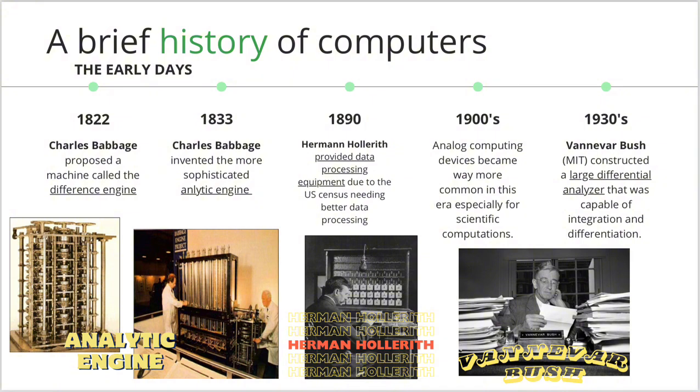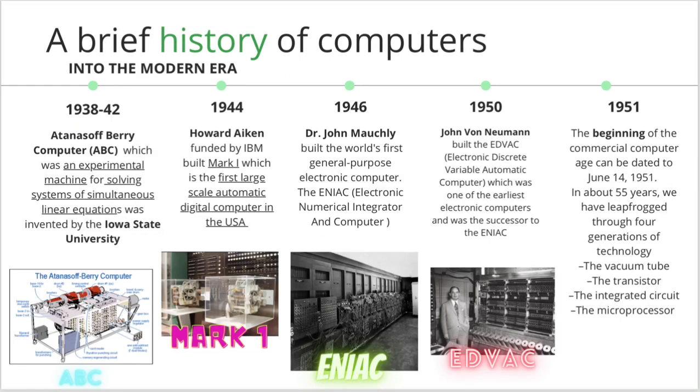1900: analog computing devices became way more common in this era, especially for scientific computation. 1930: Vannevar Bush of MIT constructed a large differential analyzer that was capable of integration and differentiation. 1938 to 1942: Atanasoff-Berry Computer, the ABC, an experimental machine for solving systems of simultaneous linear equations, was invented at Iowa State University.